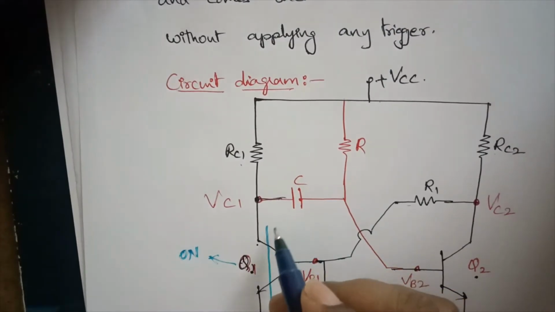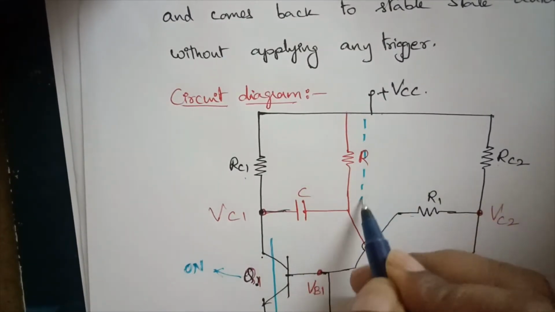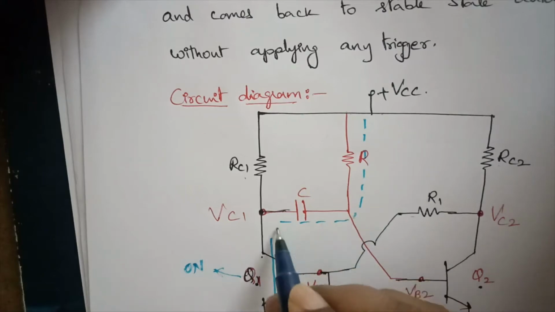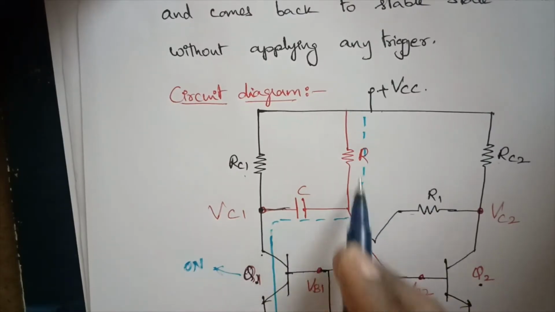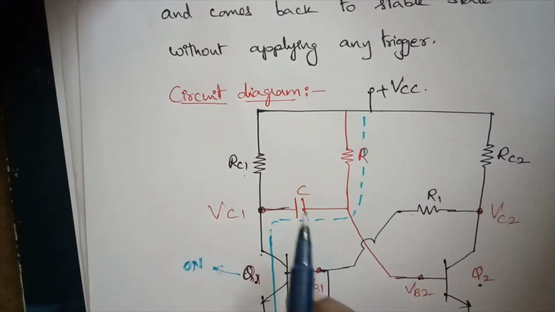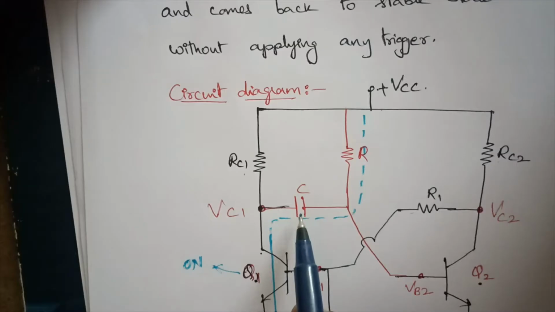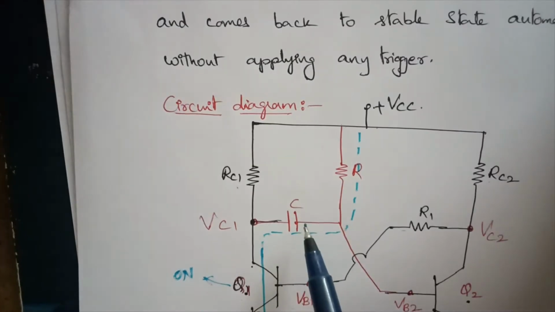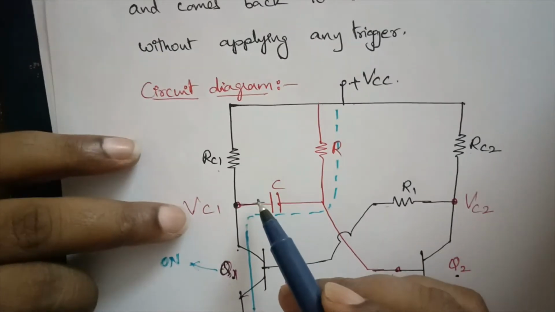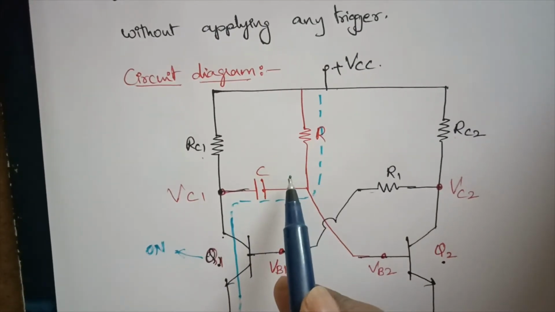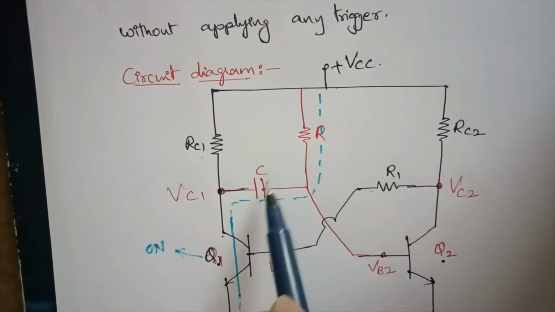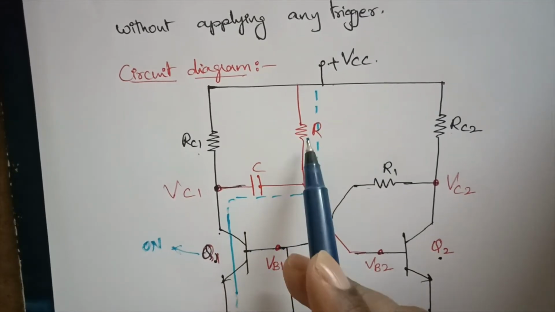Now we are getting a path from VCC to ground through this resistor. So we are getting a closed path. Therefore some current is flowing. Because of that current, the capacitor starts charging. We already know that the capacitor charges exponentially, with time constant R and C.